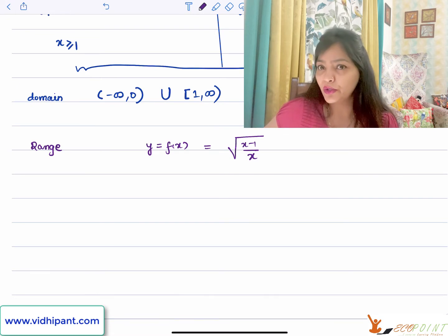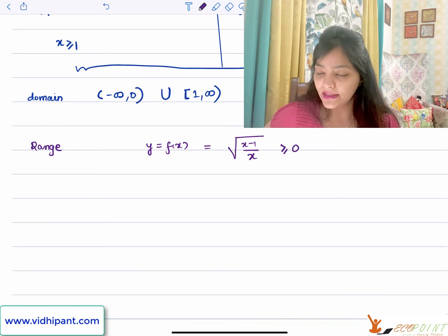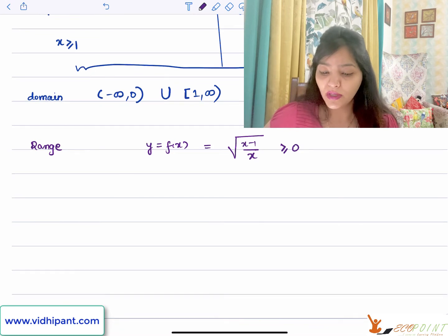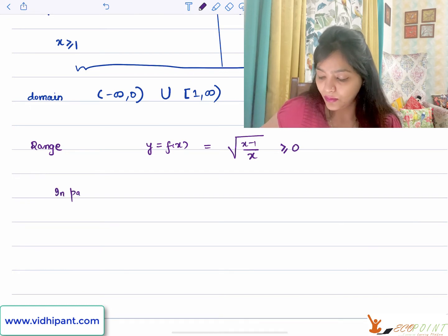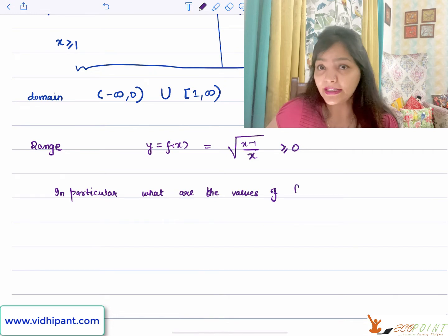Which surely, with my logic, we can say this will be greater than or equal to 0, because whatever comes out of a square root is a positive number. So I know that it is greater than or equal to 0. In particular, can we say anything? What are the different values that f(x) can take?